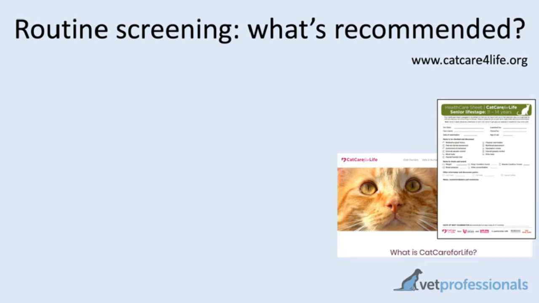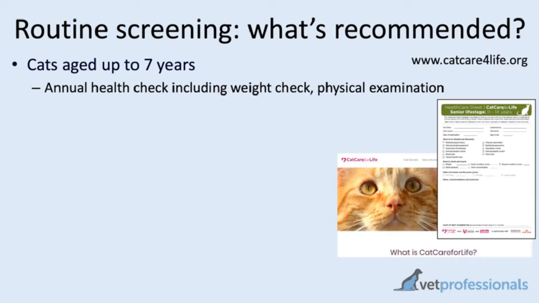4life.org, as written at the top of this slide. And what they recommend is that for cats aged up to 7 years, we do what is, I think, probably quite normal practice in our clinics, which is we try and see our patients once a year to do a thorough history, physical examination and body weight check.